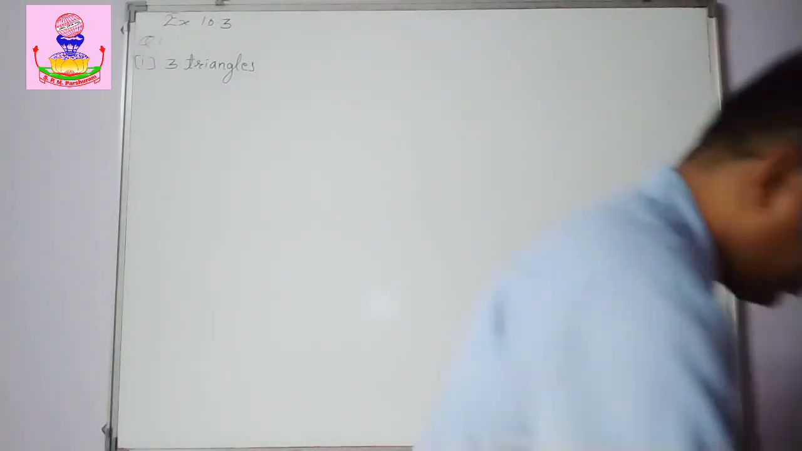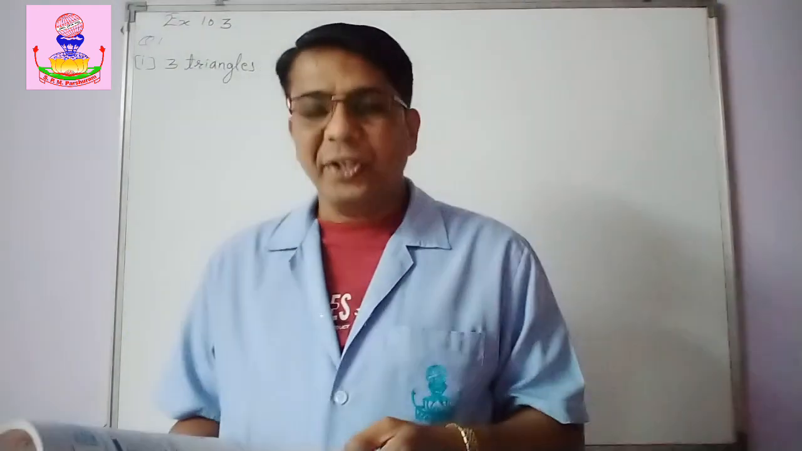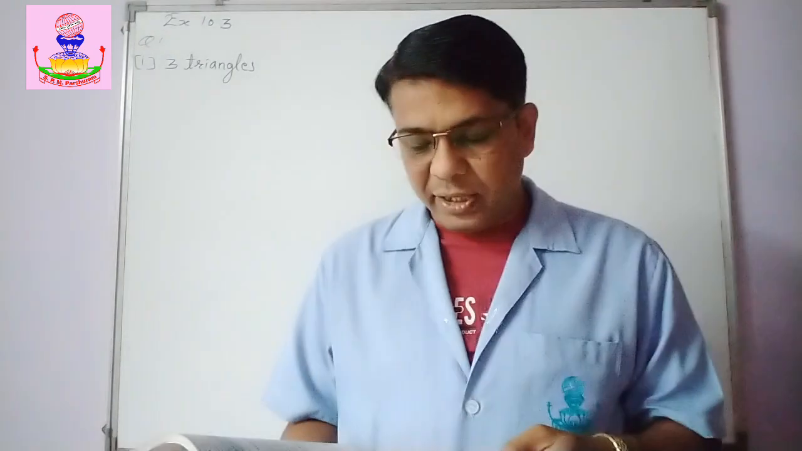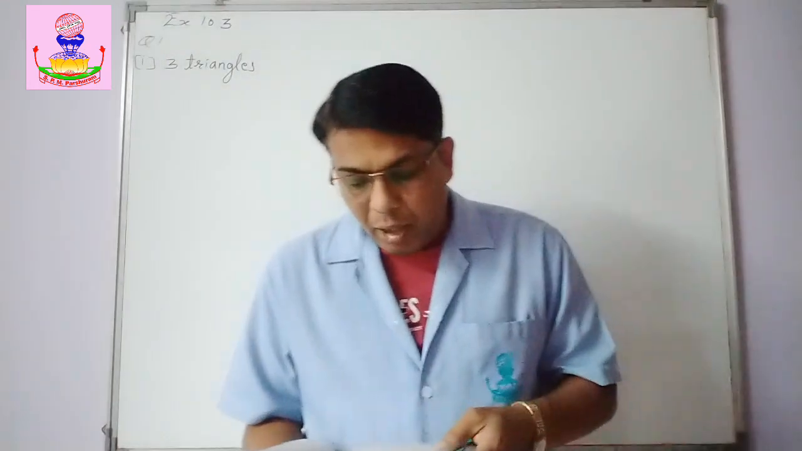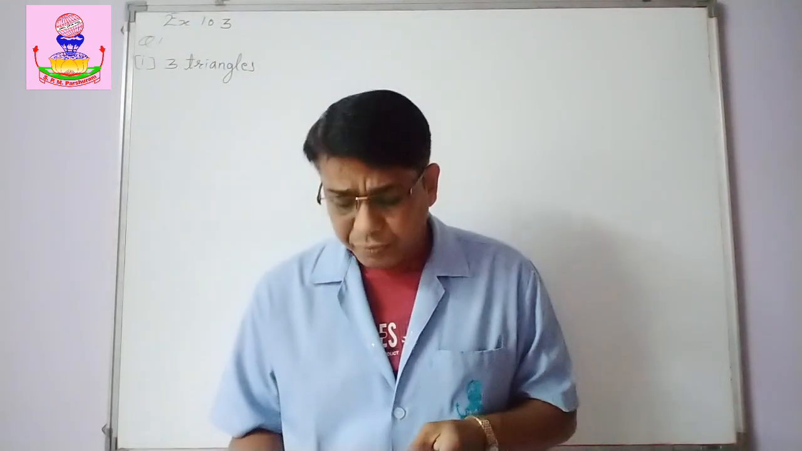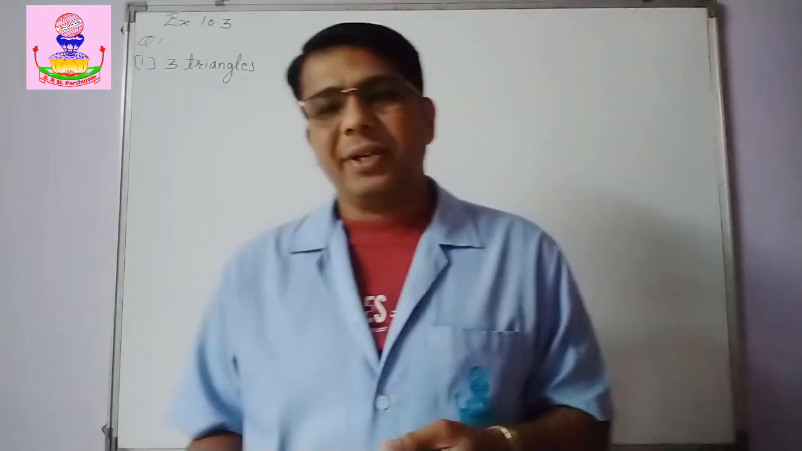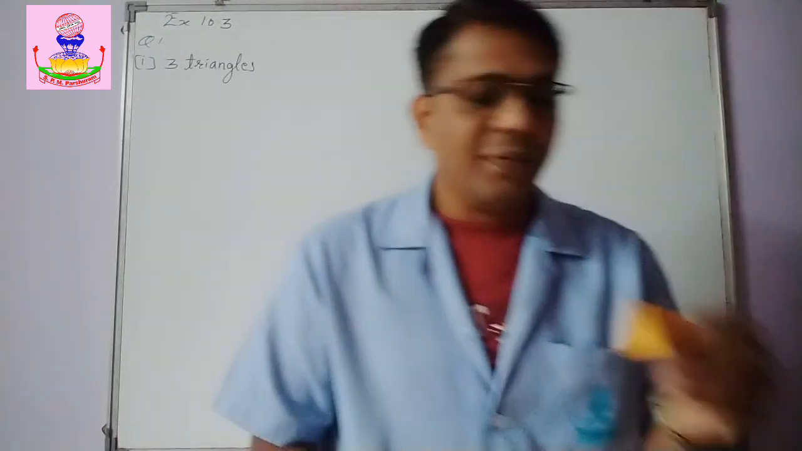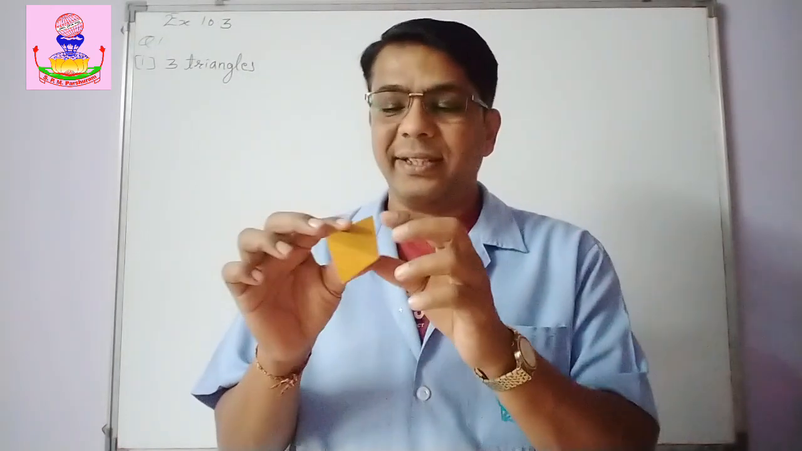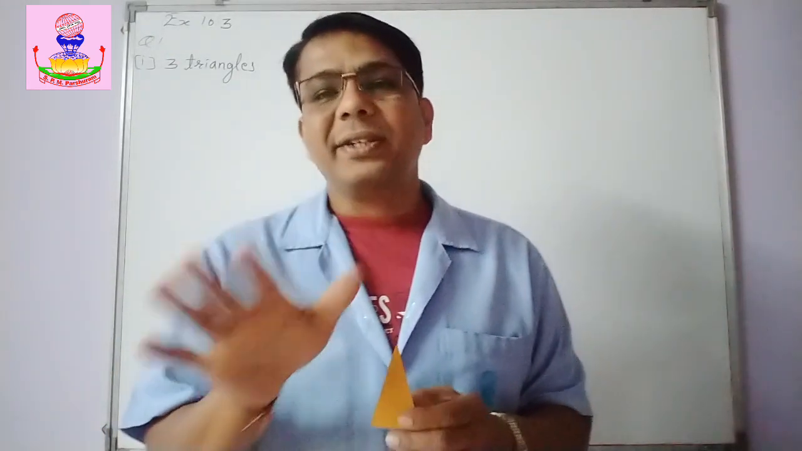It says, can a polyhedron have for its faces: number 1, 3 triangles? So no, it cannot have 3 triangles for its faces, because a polyhedron has at least 4 faces. Now I have got all the triangles. See how many triangles are there? 1, 2, 3, 4. So at least 4 faces are always there for a polyhedron. So 3 triangles, it is not possible.